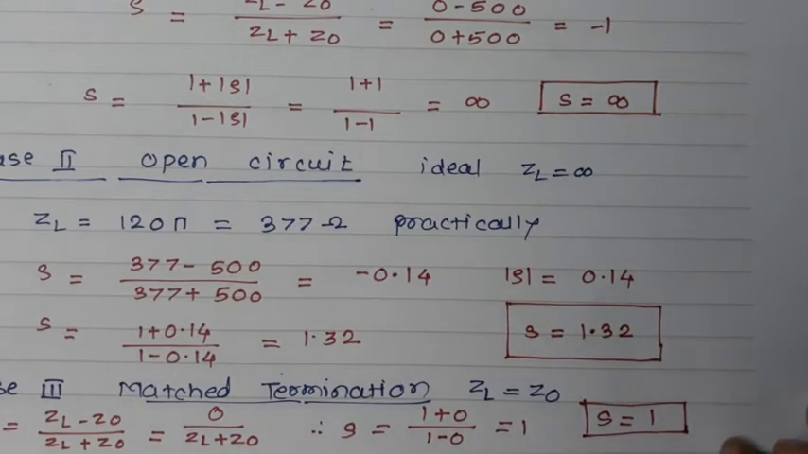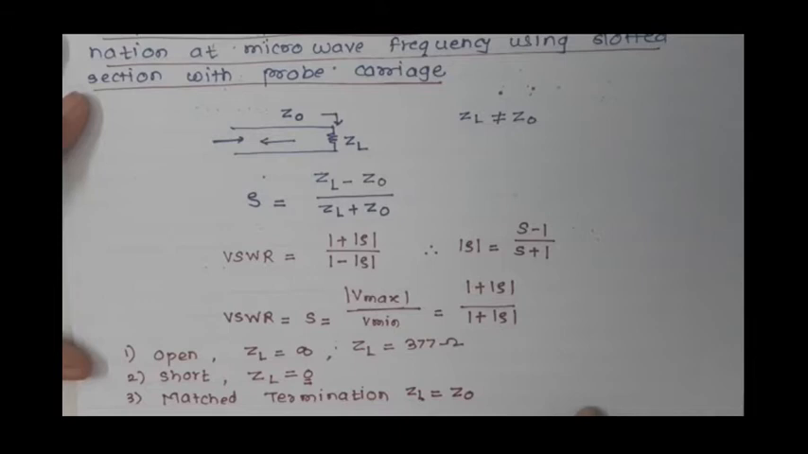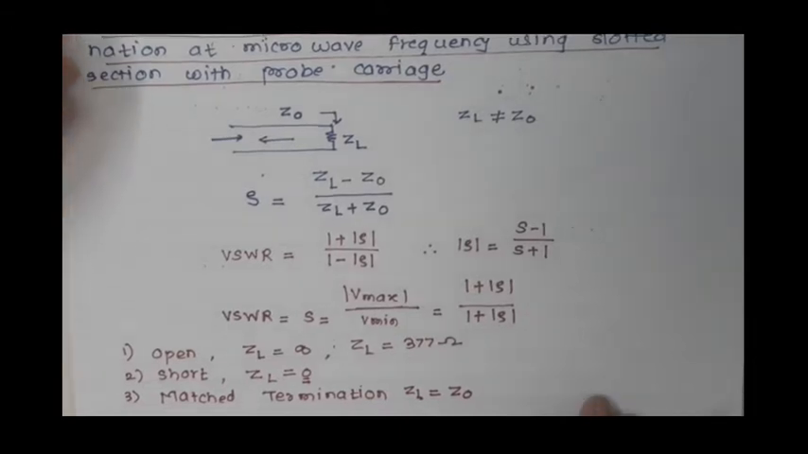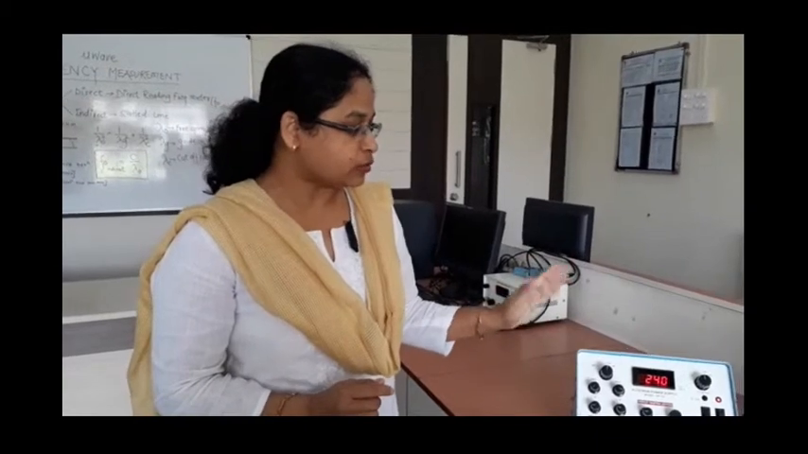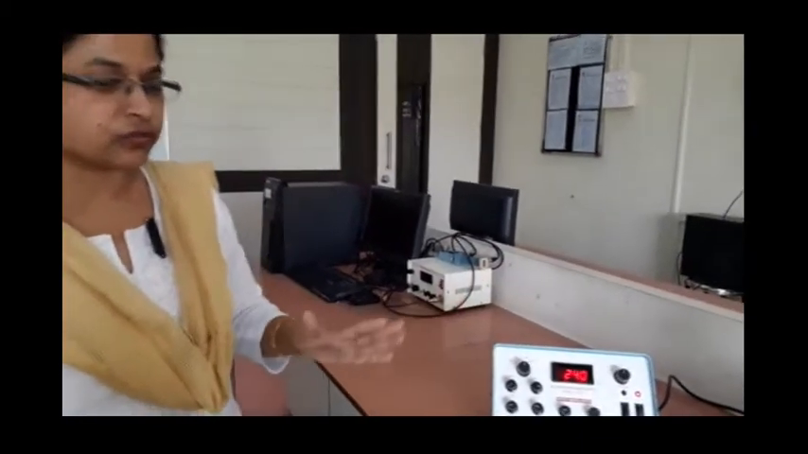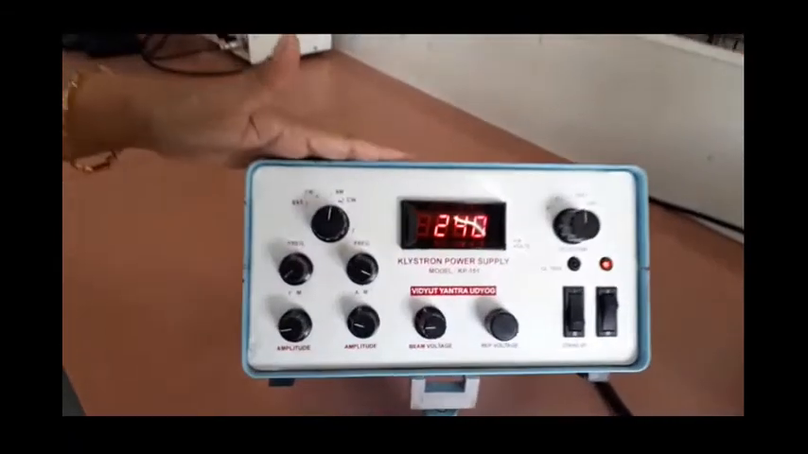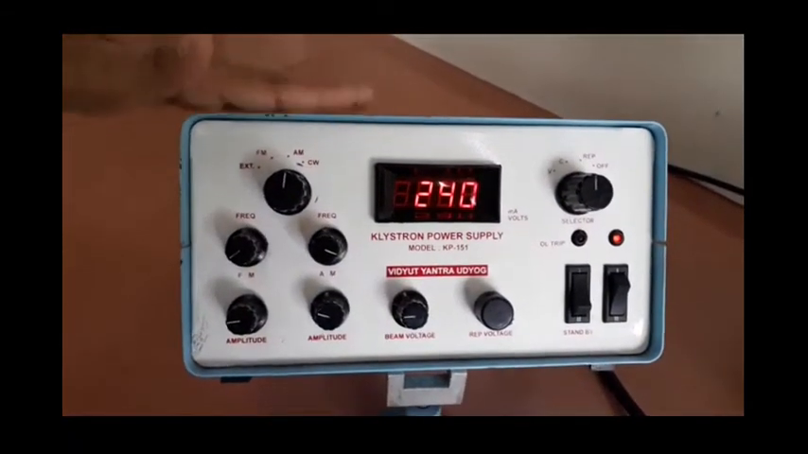Now let us perform the experiment practically, and see how we are going to get the actual values. Till now we have seen the theoretical aspects of the voltage standing wave ratio, but today we are going to see it practically. So let us see the setup to generate the microwaves. The first device which we are using here is the klystron power supply.